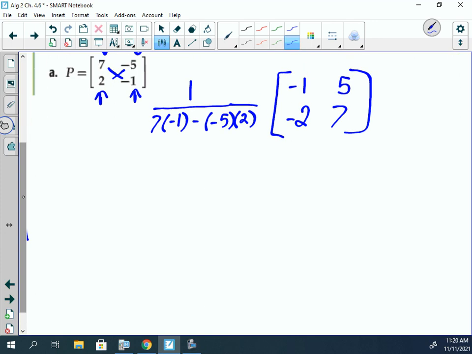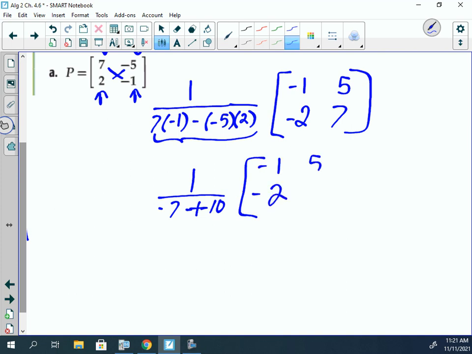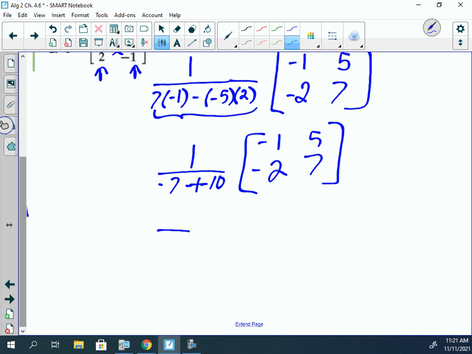So the first thing we can simplify is the denominator here. 7 times negative 1 is negative 7, minus negative 5 times 2, which is negative 10. But a negative and negative would make a positive. Here we still have negative 1, 2, 2, 5, 7. Well, negative 7 plus 10 is 3.